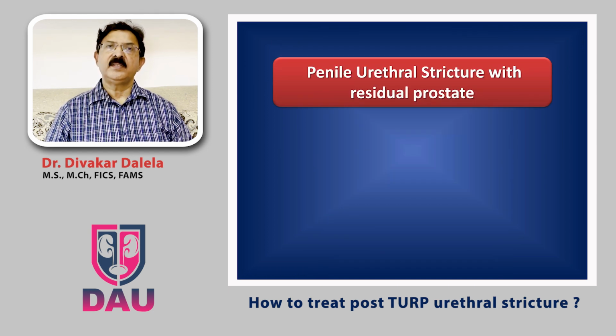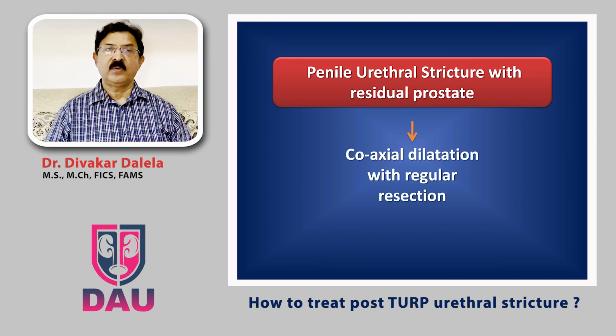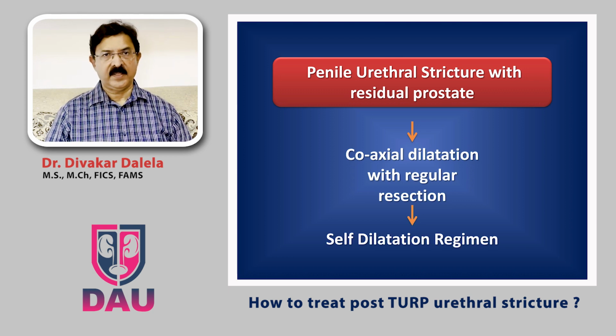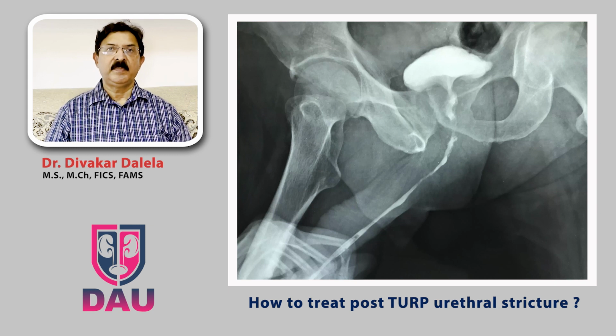There are some patients who will come with penile urethral stricture and also have residual prostate. These patients require dilatation, and not only that, the residual prostate should be resected for improvement. And after that, of course, the patient will go on a self-dilatation regimen. Now, here is a patient who has stricture as well as a sufficient amount of residual prostate. He will require this kind of treatment.